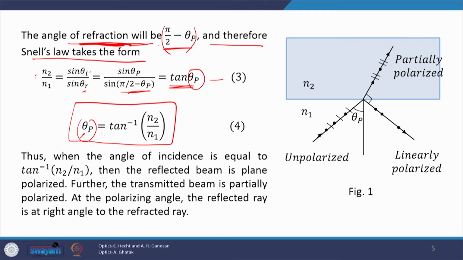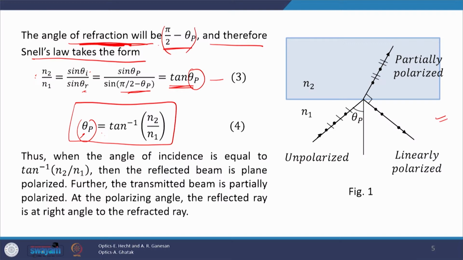And when the angle of incidence is equal to theta p, the reflected beam is plane polarized, and further the transmitted beam is partially polarized. At the polarizing angle, the reflected ray is at right angle to the refracted ray, and this is shown schematically in this figure. In this figure, we have two media of refractive indices n1 and n2 respectively, and an unpolarized light is launched from the medium of refractive index n1 into the medium of refractive index n2.